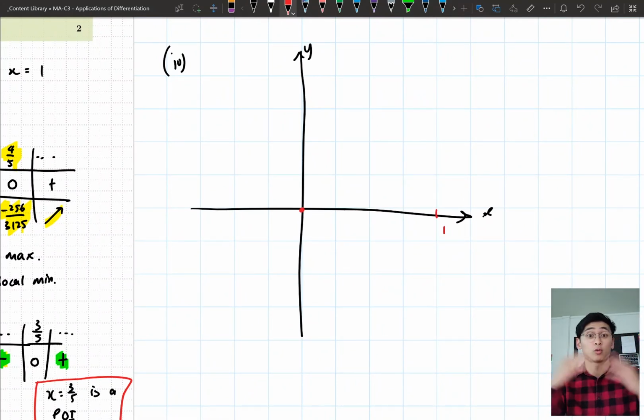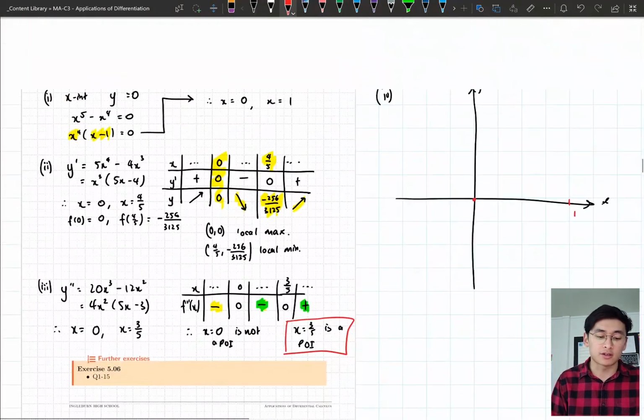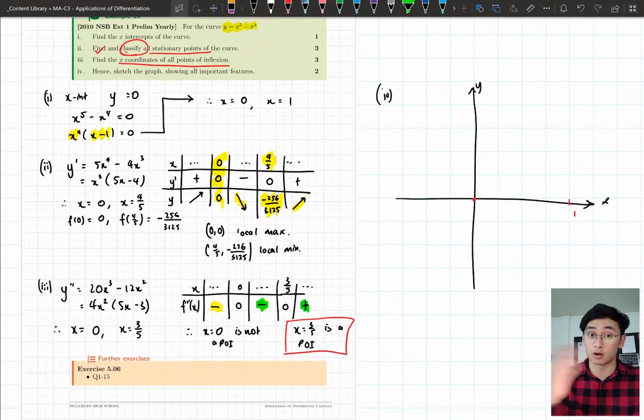Now, the reason why I'm drawing this quite far out for 1 is because if you notice my following two parts, my stationary point is at 4 over 5, which is between 0 and 1, and my point of inflection is at 3 over 5, which is between 0 and 1. So I want to stretch it out so I can just see those points a little bit clearer.